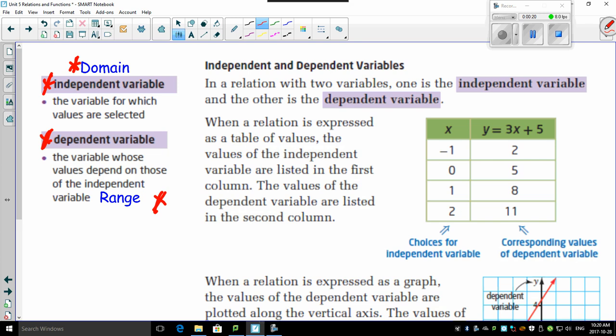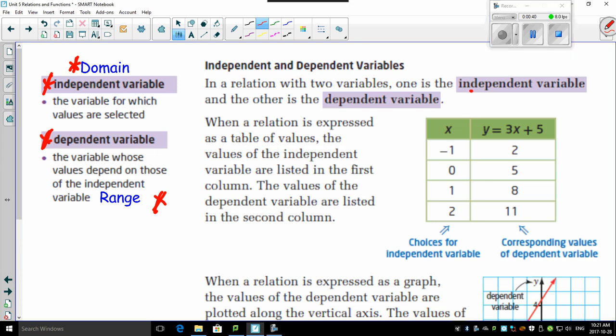So if you pick, let's say, a 2 and throw it into that function machine and out pops a 5, guess what? The 5 is dependent on what you put into the machine in the first place. Okay? So when you're graphing, you have to remember which one is the independent and which one is the dependent.